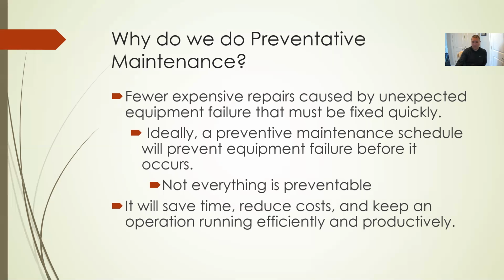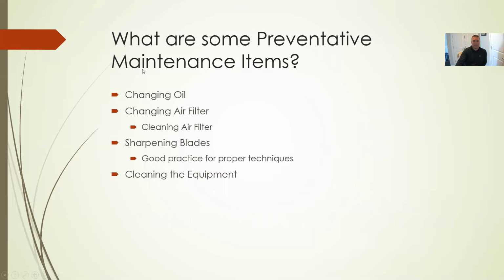Okay, so it's not just something that you talk about, you half-heartedly do, and there's no results. There are results from doing this, right? So what are some of the preventative maintenance items? We've talked about a lot of these, right? Changing the oil, changing the filter, cleaning it, sharpening blades, and cleaning the equipment, right? Cleaning the equipment helps that stuff, right?